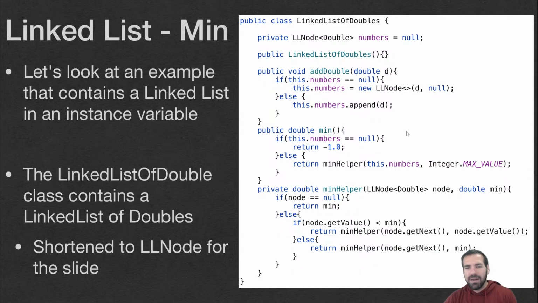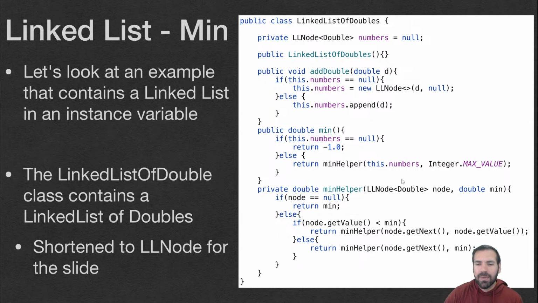If somebody wants the min of a linked list, this linked list of doubles, they're going to create their linked list of doubles, they're going to add some doubles to it, and they just want to call the min method. Hey, min, give me the minimum value. That's it. They shouldn't have to tell me anything else. They're telling me everything they need to tell me through the fact that they're calling the min method. They want to find the minimum value in this linked list.